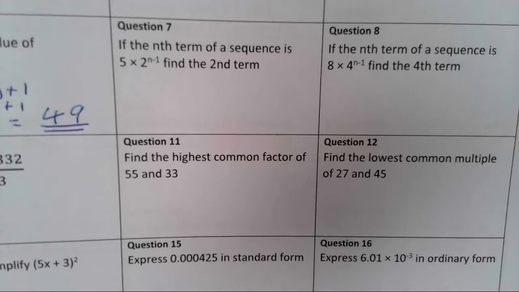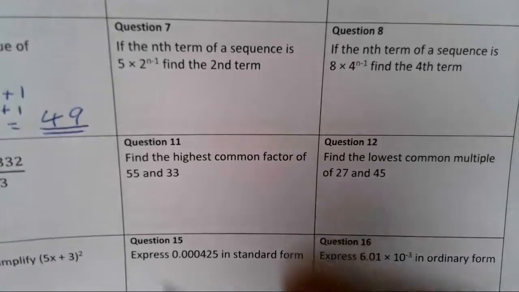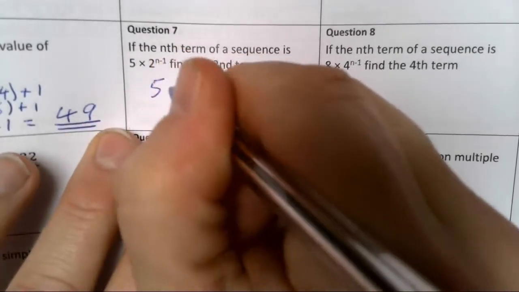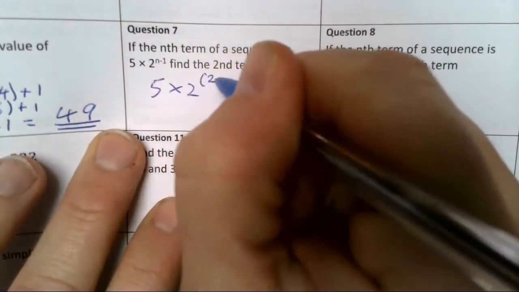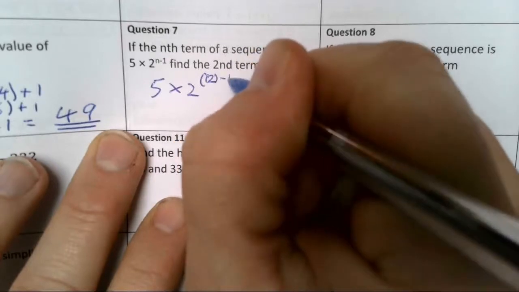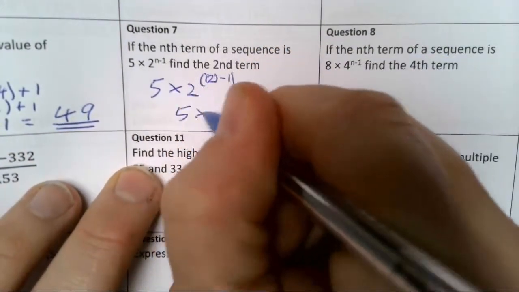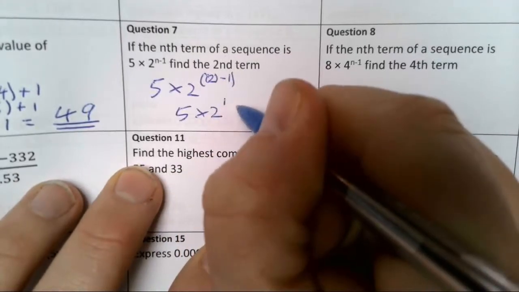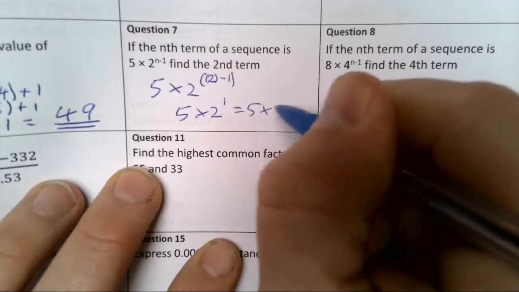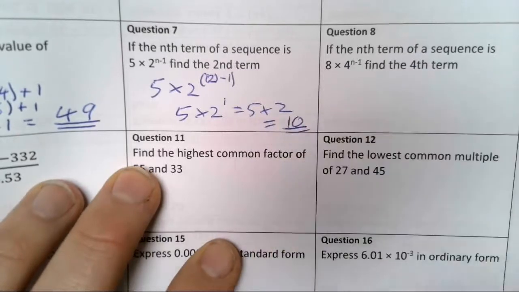Question 7. If the nth term of a sequence is 5 times 2 to the n minus 1, find the second term. So it's just going to be 5 times by 2 to the 2 take away 1. So that's going to give me 5 times 2 to the power 1, which is 5 times 2, which is 10.